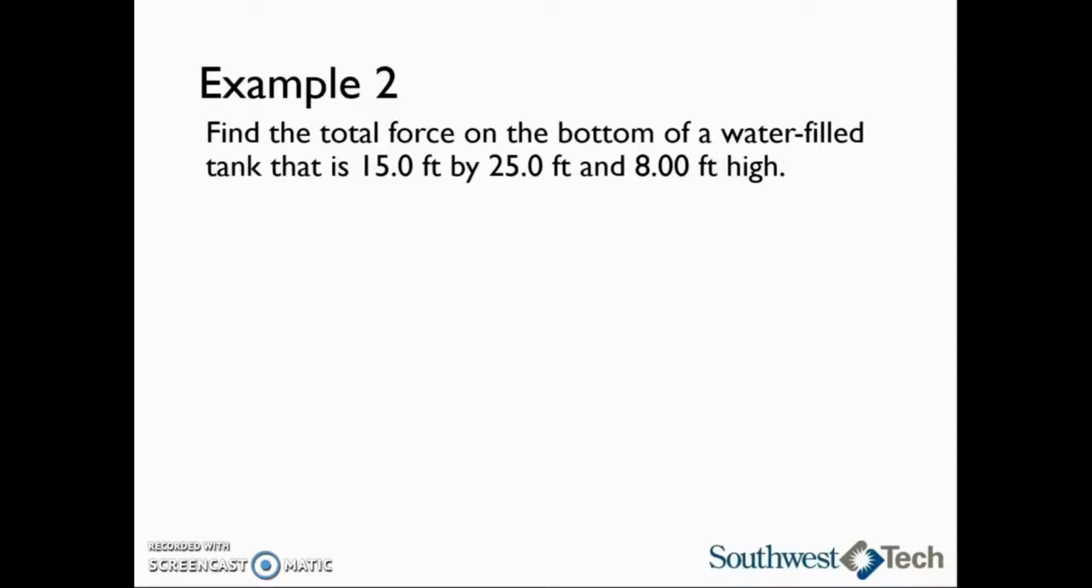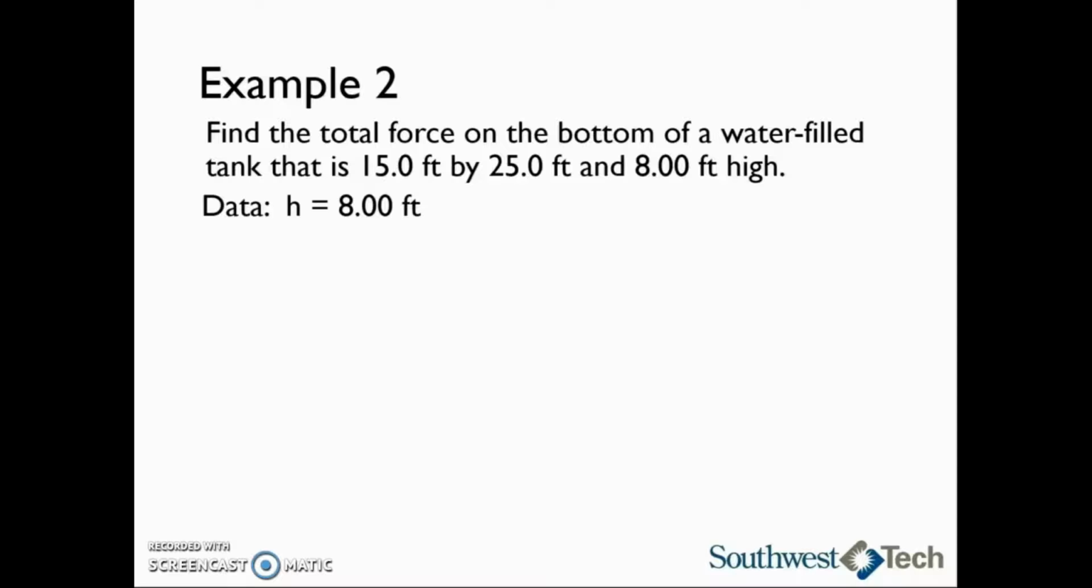Let's take a look at one example calculating the total force exerted by a liquid. Find the total force on the bottom of the same water-filled tank in our previous example, that is 15.0 feet by 25.0 feet by 8.00 feet high. Let's first write down what we know. We know the height is 8.00 feet.